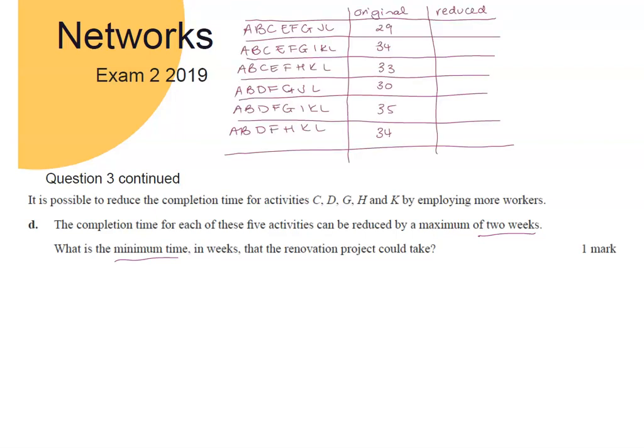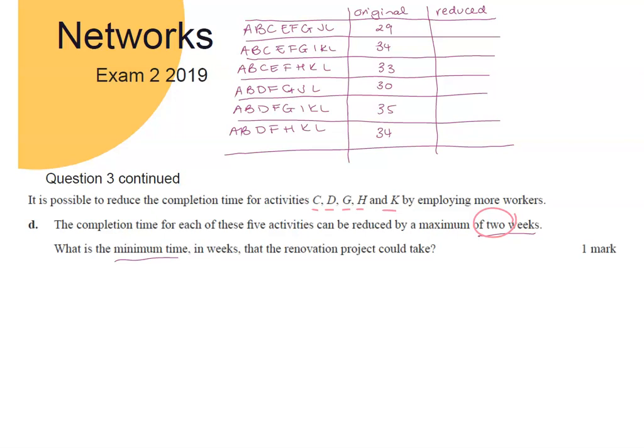Okay, so I've just set up the table showing all of the possible pathways through and the length of each of those pathways. So this is without any reductions whatsoever. And so now what we're going to do is consider in each of these pathways, every time we see C, D, G, H, or K, we're going to subtract 2 weeks from that original time. Okay, so the first thing I would do is actually just go through and highlight where I'm seeing those activities I'm allowed to reduce.